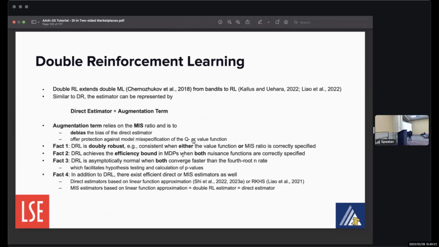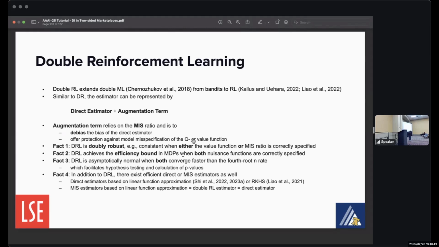The estimator can basically be written as a sum of a direct estimator plus an augmentation term. This augmentation term relies on the marginalized importance sampling ratio, which I just talked about in the previous slide. And its purpose is very similar: it is to debias the direct estimator, which offers additional protection against model misspecification of the Q or value function.